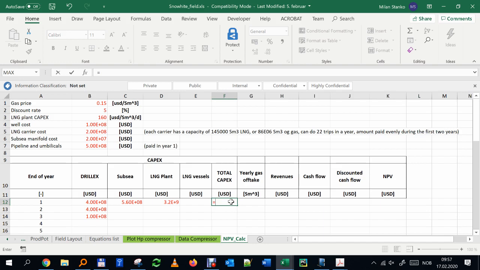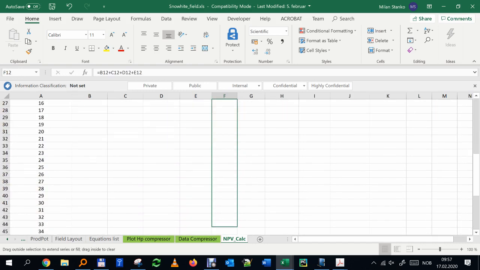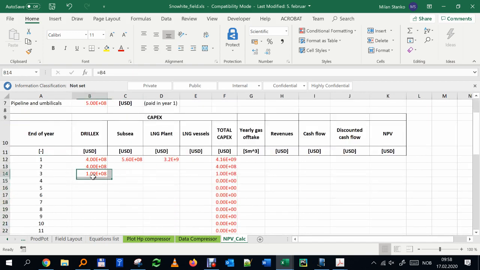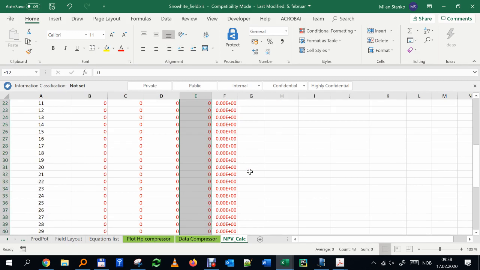Okay, total capex: drill legs, subsea, LNG plant, and the vessels that I have, and I simply drag it down. All of the rest will be 0. I have no more drill legs, usually, unless I want to do infill drilling to maintain production. Subsea, I don't have any more expenditures, only operational expenses. And the LNG, we know it is not 0, but we're going to use 0.